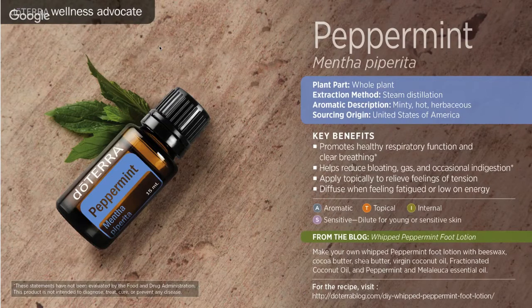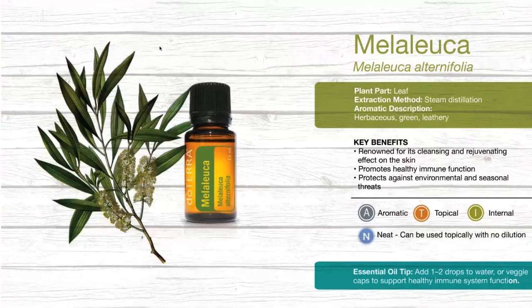So the next one is Melaleuca. This is also known as tea tree oil. I'm sure you all have heard of tea tree oil. It's renowned for its benefits for the skin. So we see it a lot in shampoo and conditioner. If you have a dry scalp or dandruff, this is a very common one that is used for that.